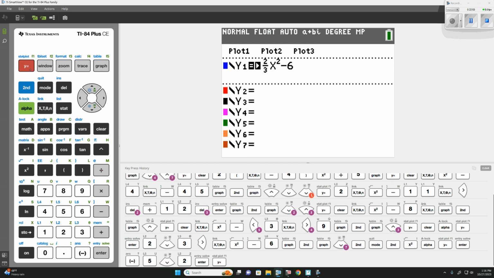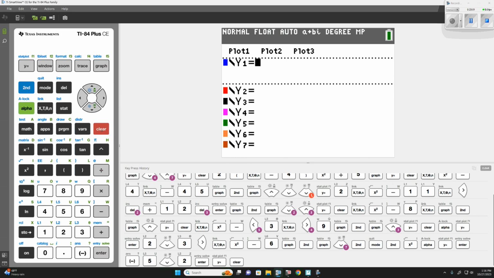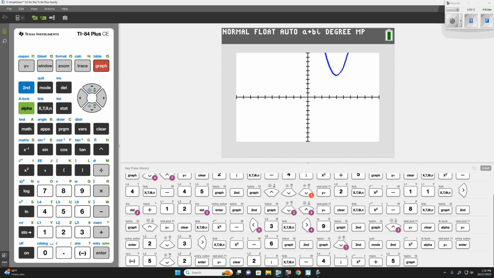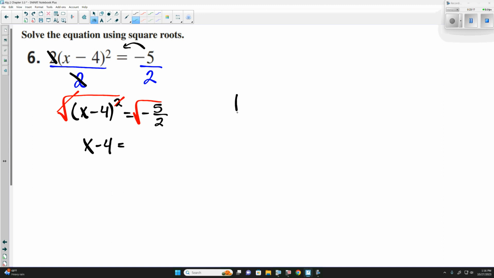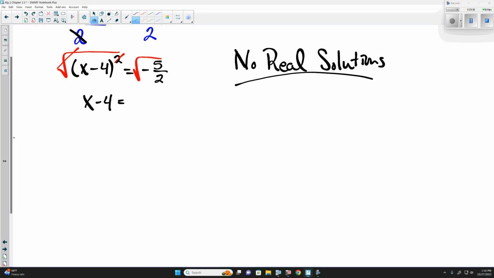Well, let's actually graph it. So if I were to graph it, I would need to add the 5, yes? Which would really tell us this equation is 2x minus 4, close parentheses squared, plus 5, yes? Where does it cross the x-axis? Nowhere. So this has no real solutions. And the issue is coming right here.